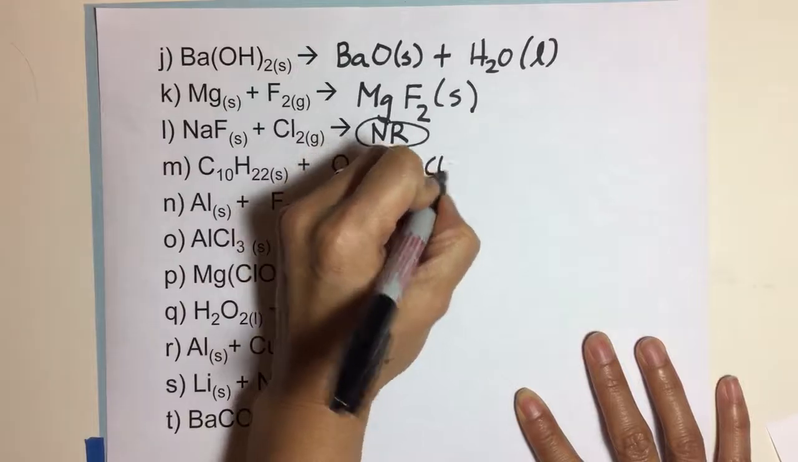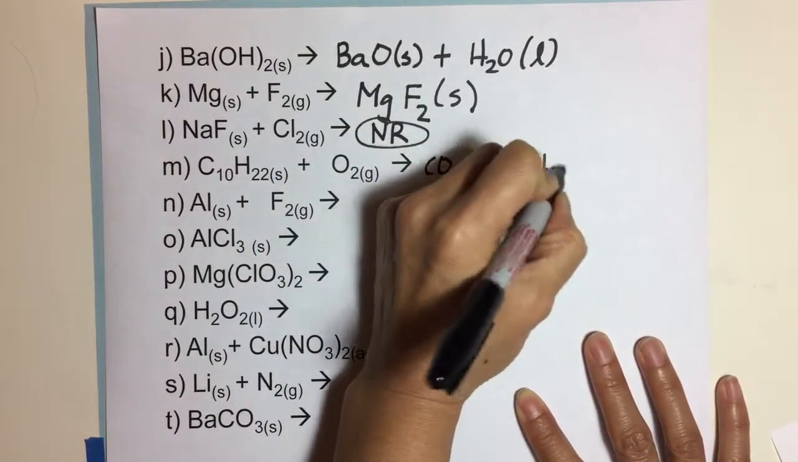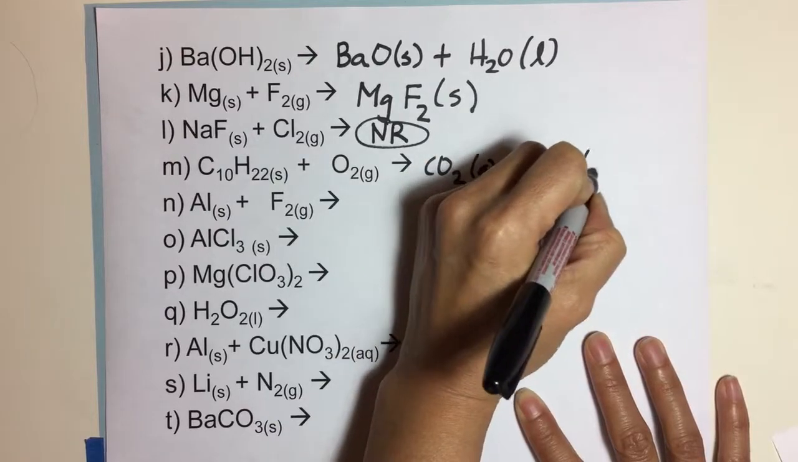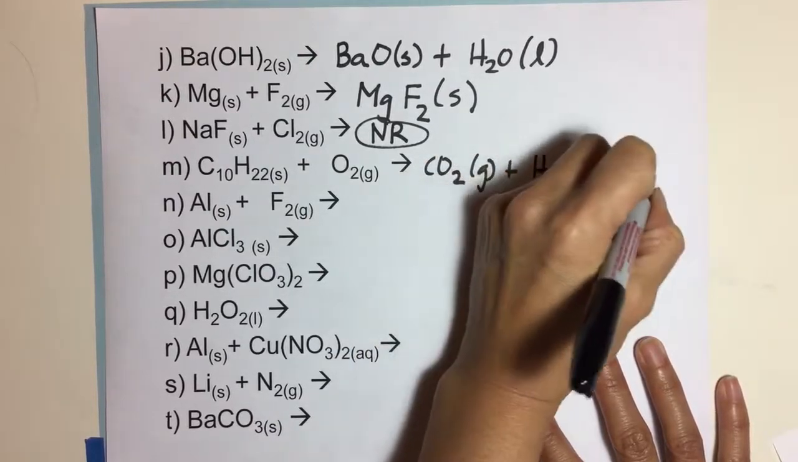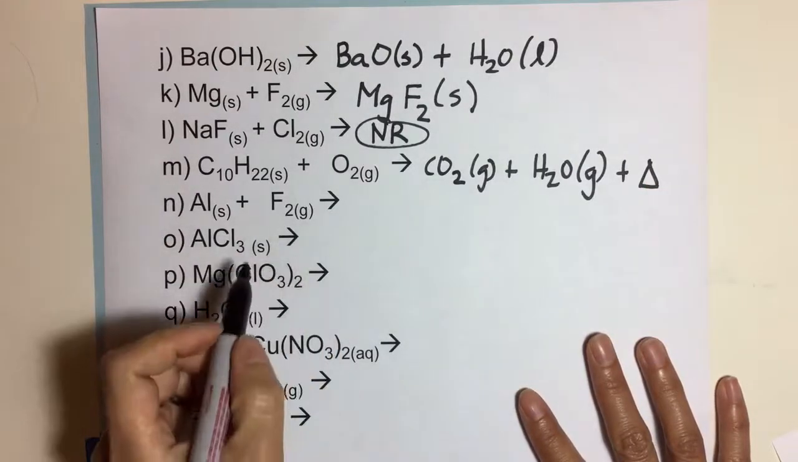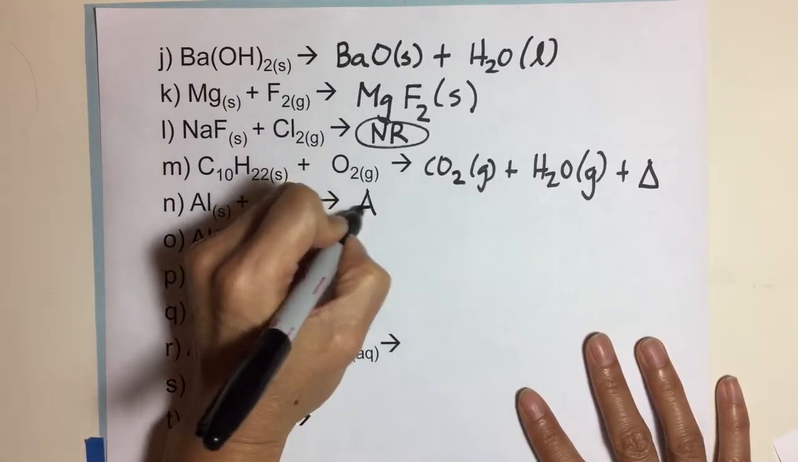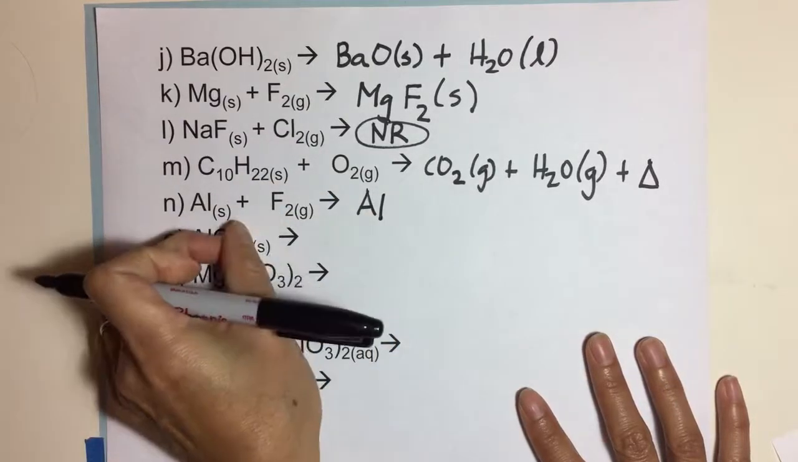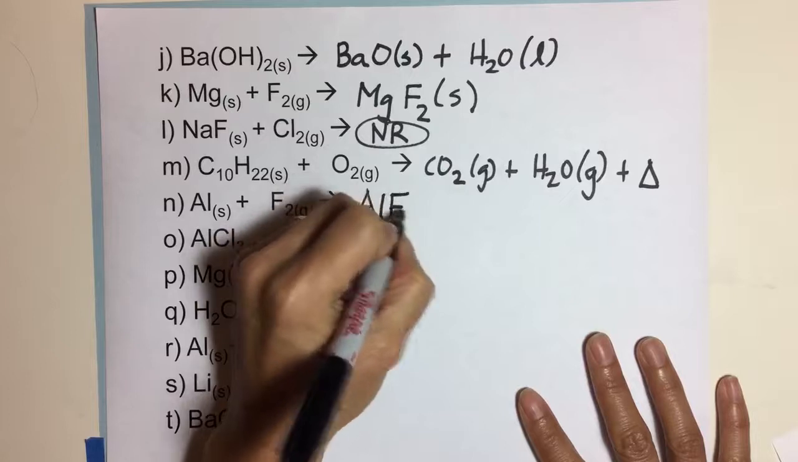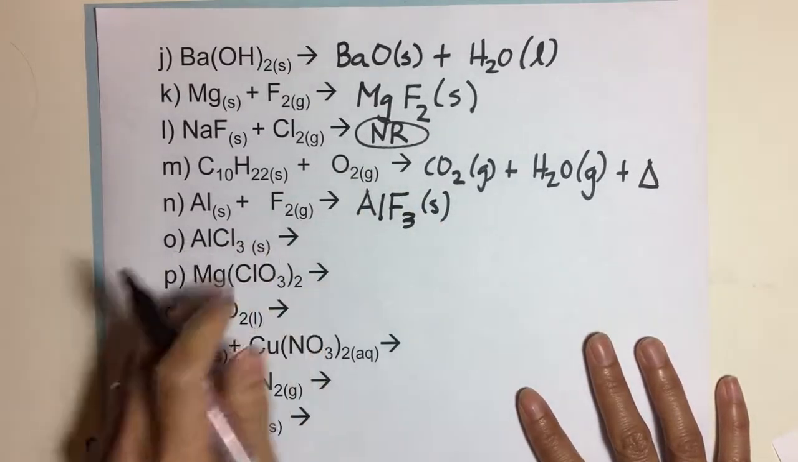This is combustion, CO2, gas, plus water as steam. So it's a gas, and then heat. There's light also possibly that will form out of this reaction as well. And then you go to this one. This is synthesis, forming an ionic compound, aluminum fluoride. And that's a solid.